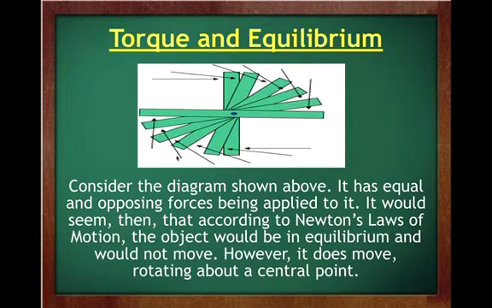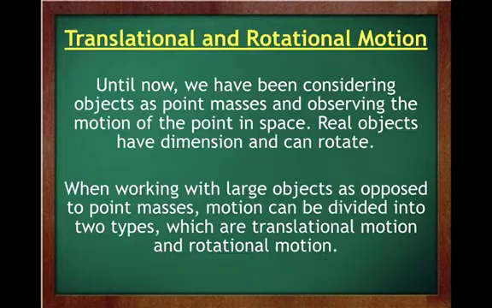However, we need to also remember that we have the ability to move through rotation. It's not just moving up, down, left, right, we can also be rotating. So we have to consider that type of motion when we're considering whether an object is in equilibrium or not.